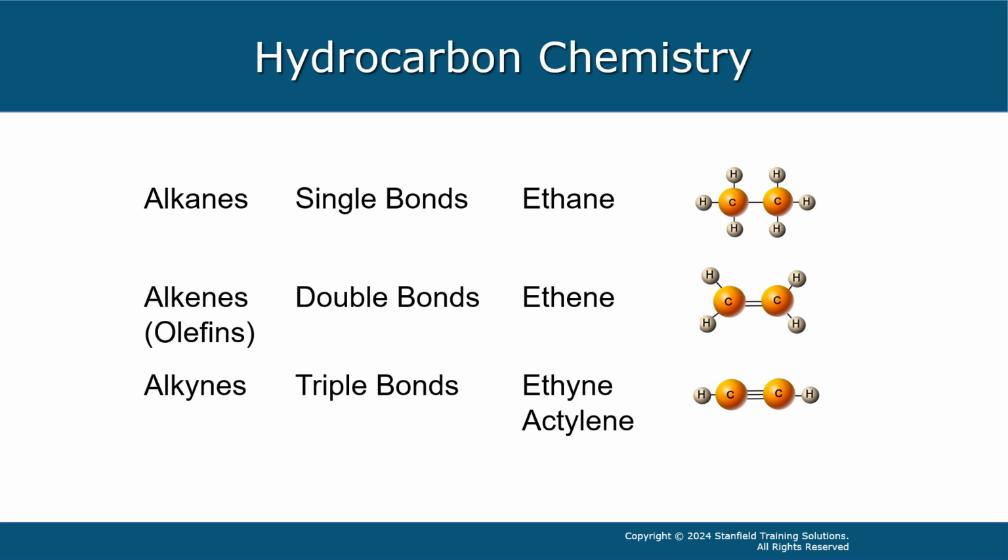Chemists have developed a more systematic approach to naming hydrocarbon compounds. Alkanes are hydrocarbons with only single bonds. They are the garden variety hydrocarbons that we are all familiar with, like methane, propane, and butane. Alkenes have a double bond between two carbons, as shown here with ethene. Alkynes have a triple bond between two carbons. You've probably worked with ethyne, otherwise known as acetylene.